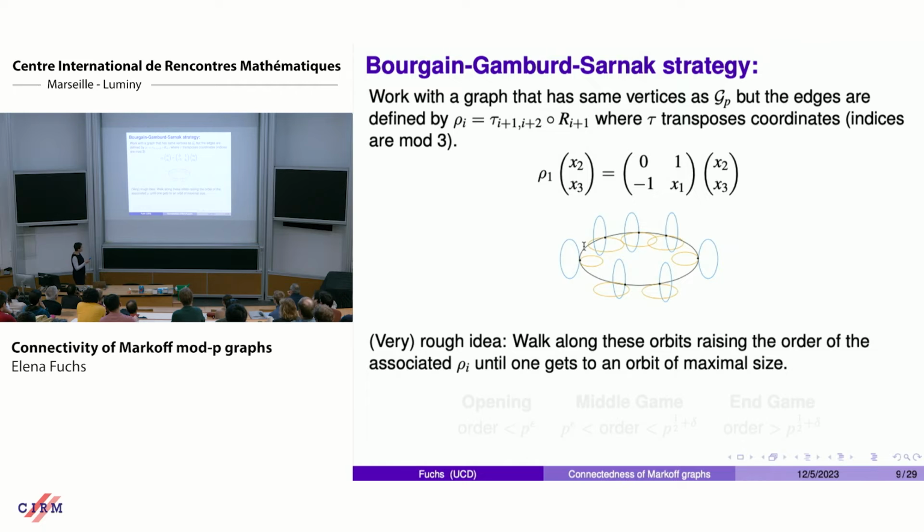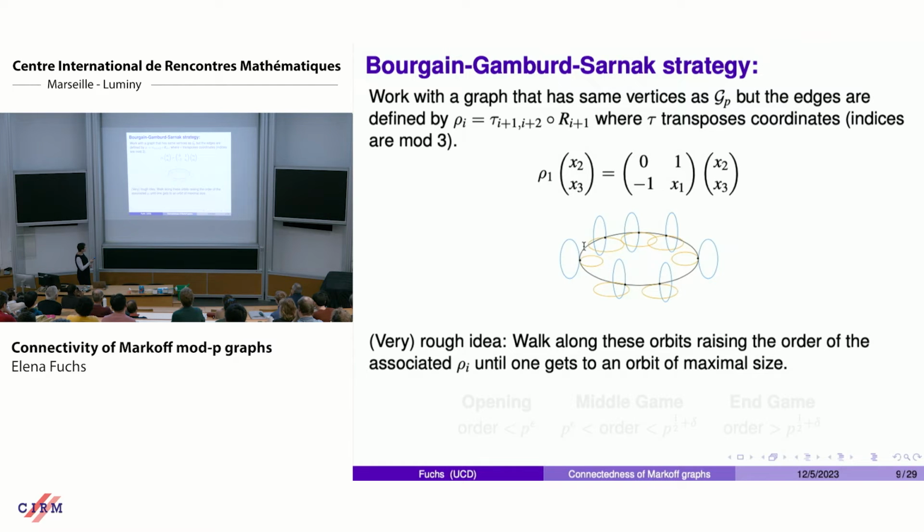So you apply this rho_1 over and over again to x1, x2, x3, and you get this black orbit of triples, where the size is the order of this matrix. And then at every single point, you have two other orbits, one corresponding to rho_2 at that point, and one corresponding to rho_3 at that point. At each point, rho_1 is the same, but rho_2 and rho_3 are different.